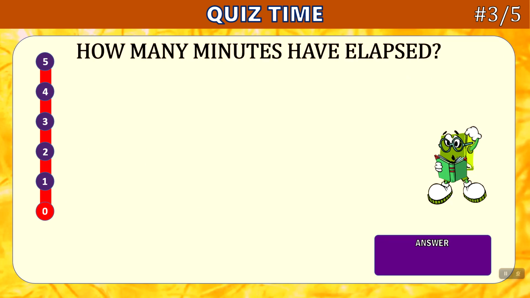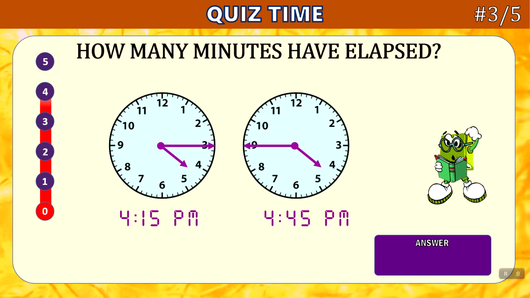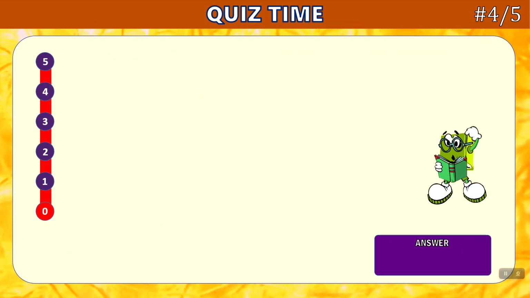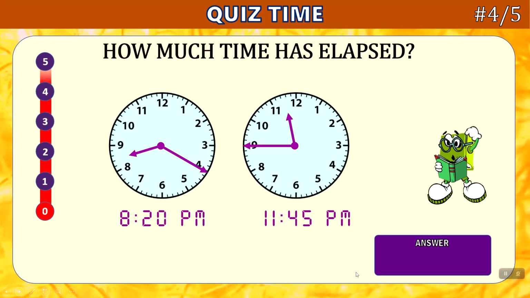Number 3, how many minutes have elapsed? 4:15 p.m. to 4:45 p.m. Time is up. The answer is 30 minutes. We can see that a half hour has elapsed from 4:15 to 4:45. Question 4. How much time has elapsed? 8:20 p.m. to 11:45 p.m. Time's up. The answer is 3 hours and 25 minutes.